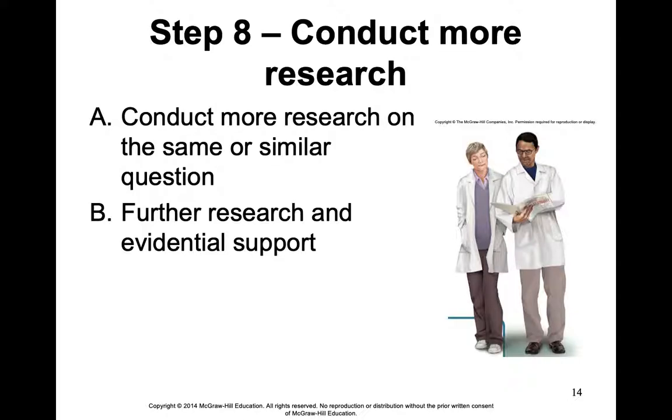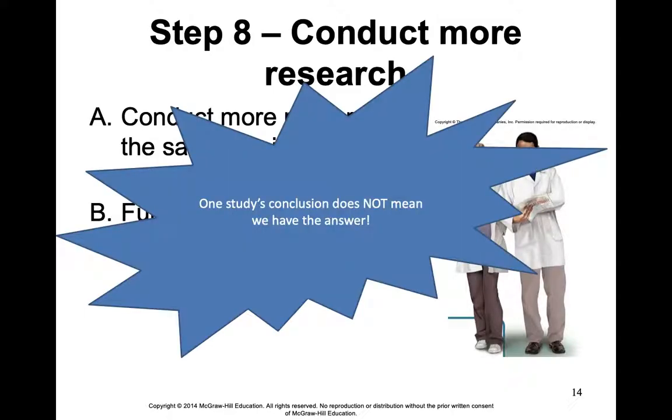There are lots of individual biases that can occur during research studies, and so we need to make sure as scientists that we're taking those into account, and other scientists are attempting to replicate our work so that the public and public health officials can make appropriate recommendations. So, again, one study's conclusion does not mean we have the answer to the scientific question.